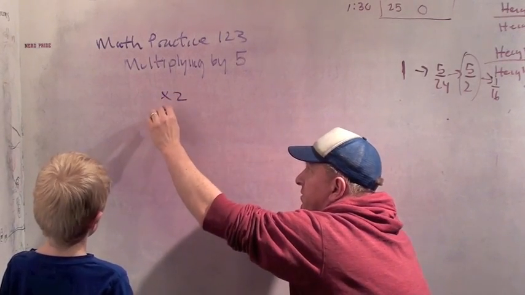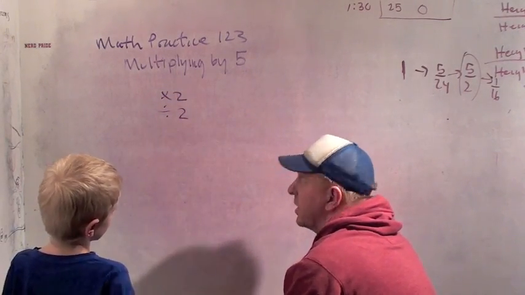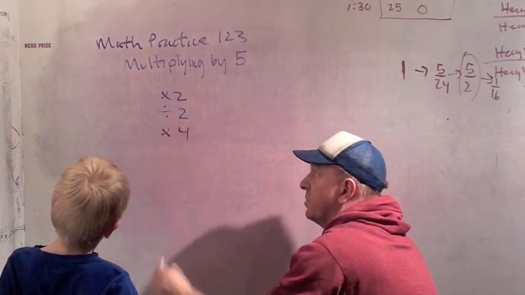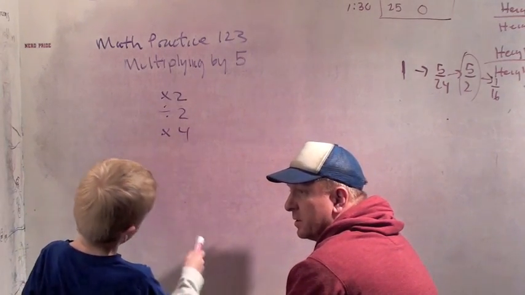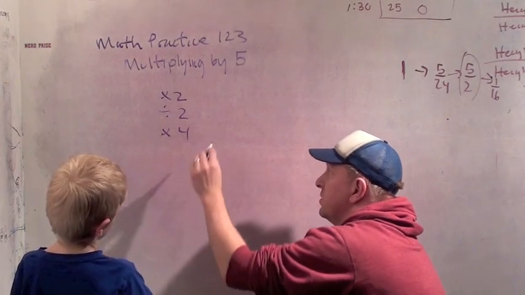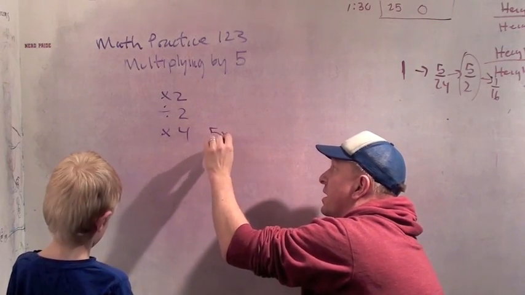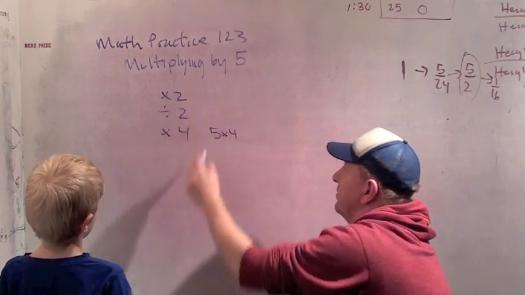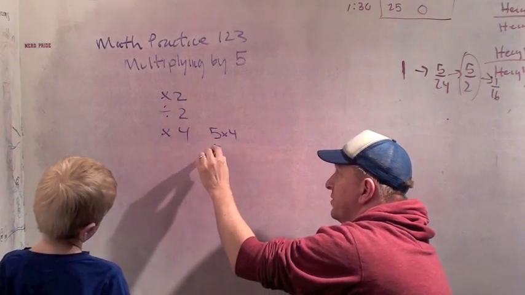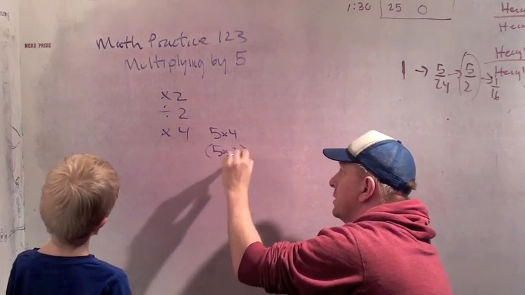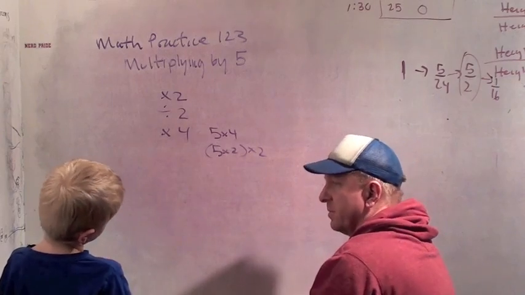Okay, so we've talked about how to multiply by 2. We've talked about how to divide by 2. We've talked about how to multiply by 4. How do you multiply by 4? 2 times 2. You multiply it times 2 times 2. So if I want to do 5 times 4, I would do 5 times 2 times 2, because 4 is 2 times 2.